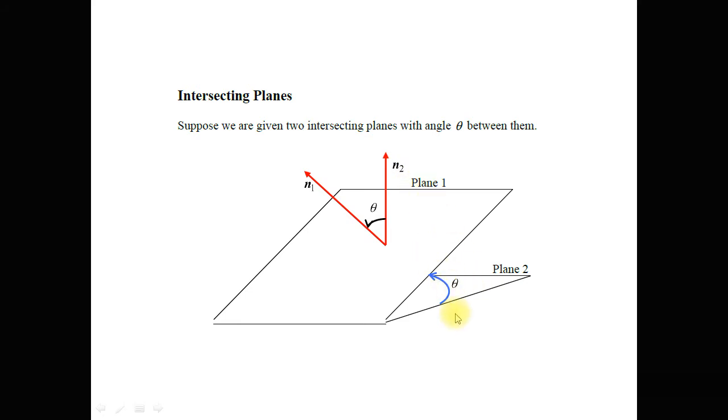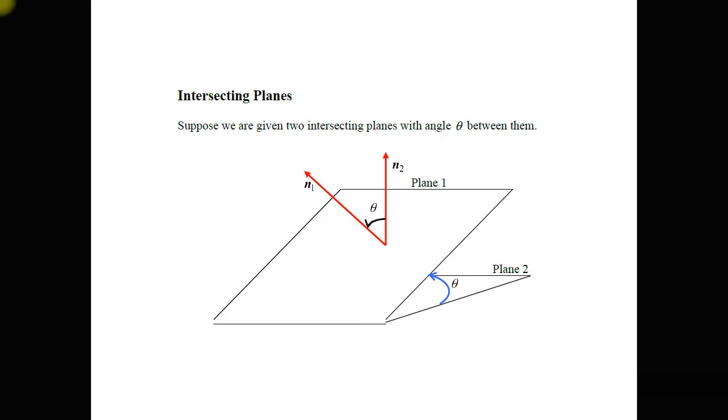So there will be an angle theta between these two planes. You see over here, n1 is the normal vector of the first plane, and n2 is the normal vector of the second plane.